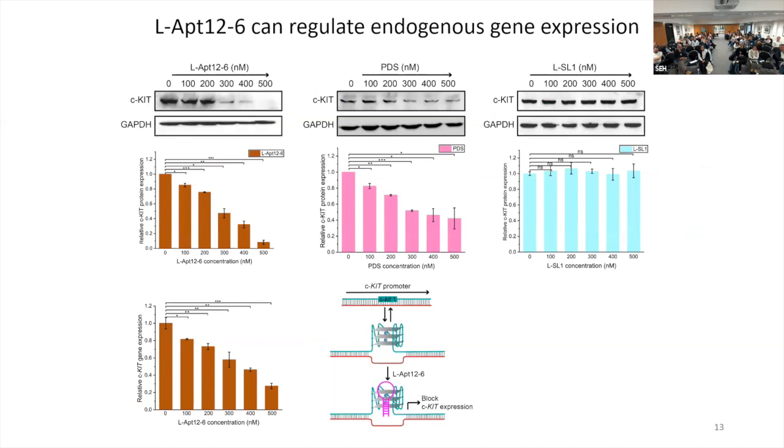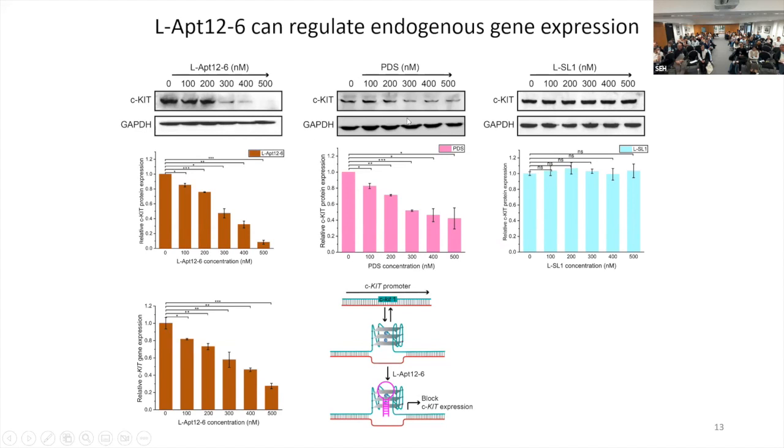And next, I want to see if the aptamer can regulate endogenous gene expression. So here I use the HepG2 cell line. This cell can express the CK protein, and then I transfected the L aptamer 12.6 into the cells, and then used Western blot to test the protein expression. So we can see with increased concentration of L aptamer 12.6, the CK expression gets decreased, but the control GAPDH didn't change. And I also used PDS as a control.